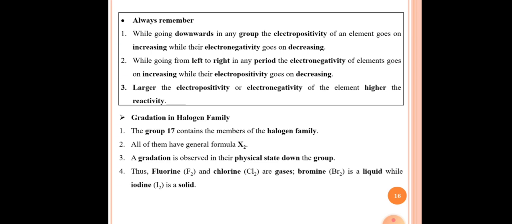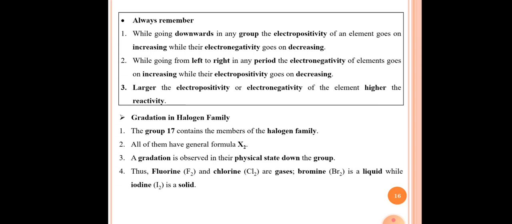So after this, our last point of this chapter is gradation in halogen family. We already covered this point. This halogen family means the elements present in group 17. The first point here is, group 17 contains the members of the halogen family. The second point here is, all of them have general formula X2. So the members of the halogen family have a common general formula, that is X2.